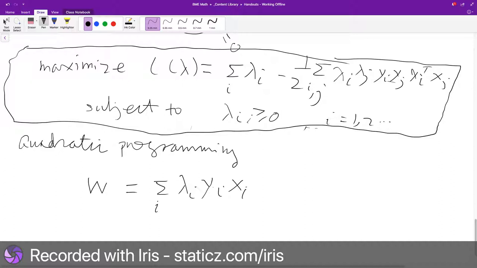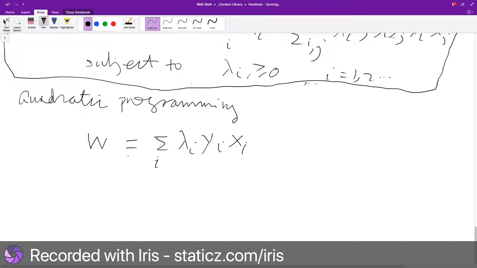Because of the constraint, the solution tends to be out at the boundary. So in fact, when you solve this problem for the support vector machine, you solve for the weights, and it turns out that most of these, a lot of them, are actually equal to zero. Some of them may not be equal to zero. The ones that are not equal to zero are the support vectors.